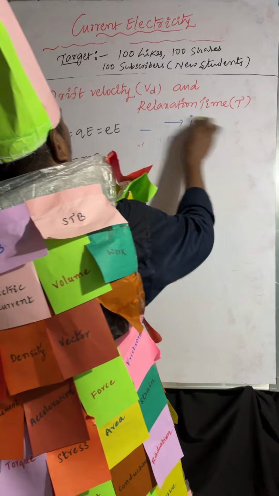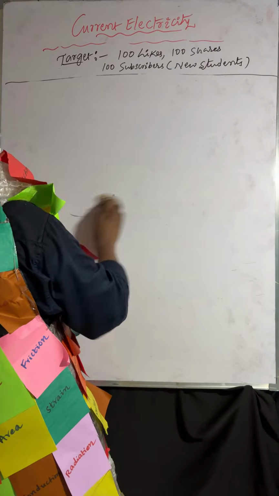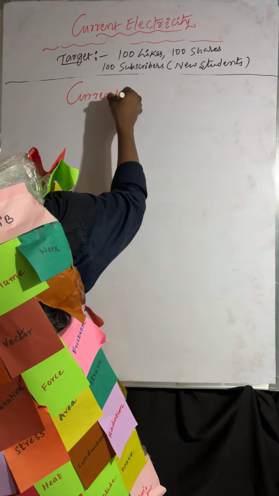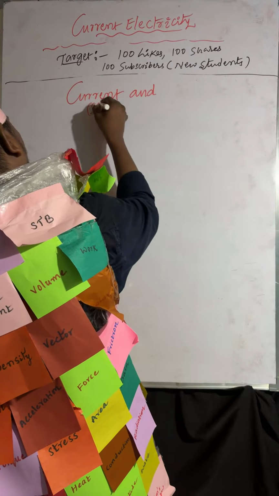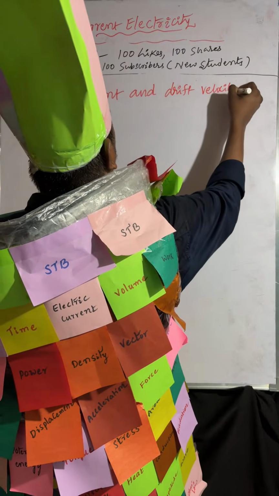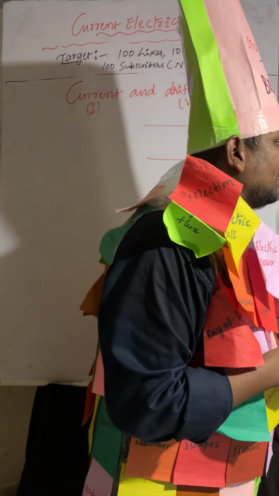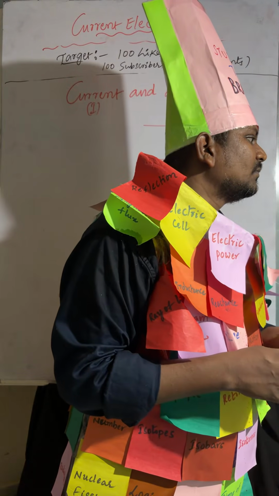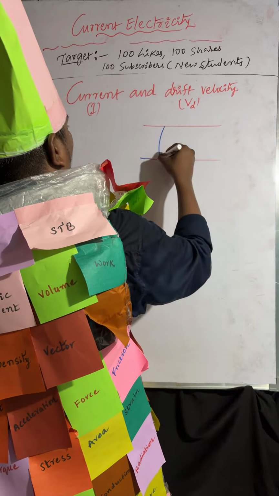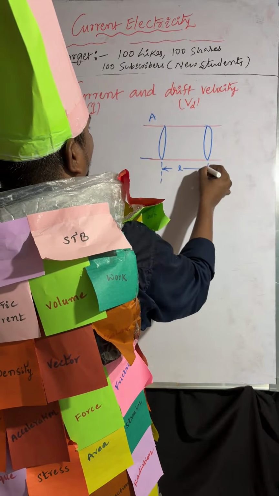So coming to the next one: current and drift velocity. Current I, drift velocity Vd. Okay, so this is the conductor. For a conductor, the area of cross section is there, right? Now I am taking this area of cross section A, and until here this is L, the length of the conductor.